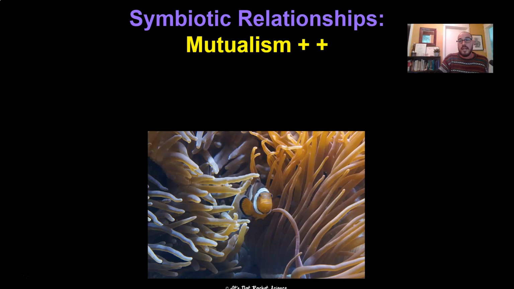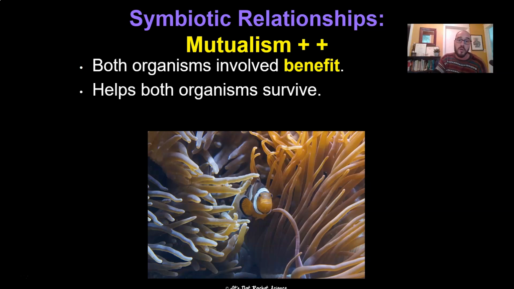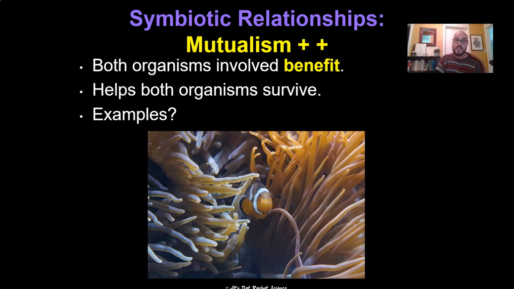And mutualism, the classic example, is going to be a clownfish and an anemone, okay? So both organisms are going to benefit from this. It helps them both survive, all right? Examples are the clownfish and the anemone. The clownfish gets protection because the anemone is poisonous, and the clownfish can help bring food scraps and stuff like that to the anemone, all right?